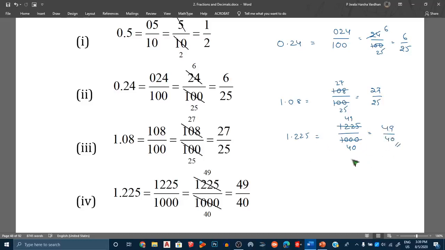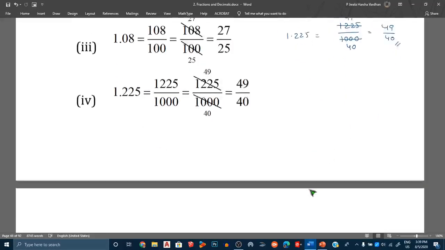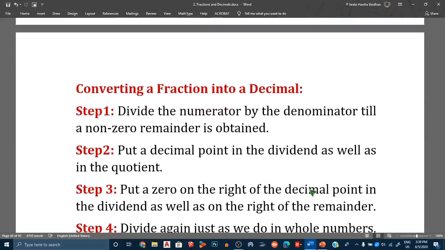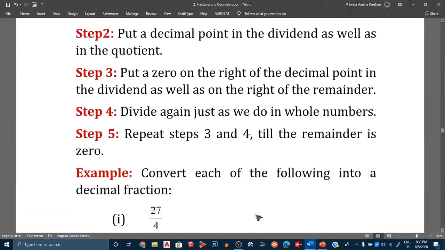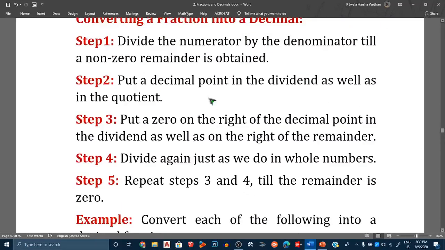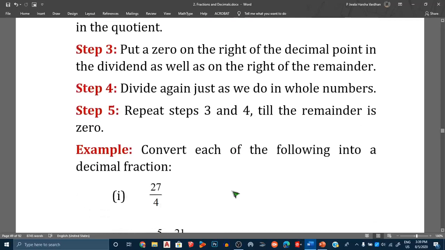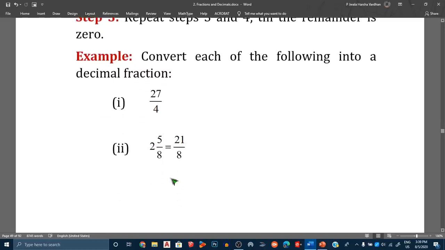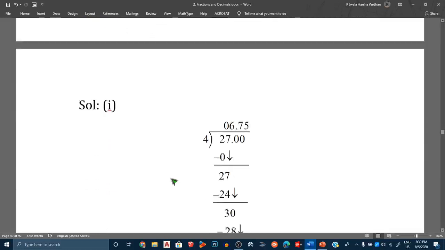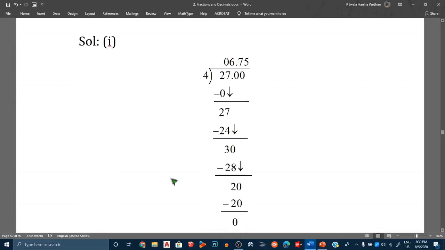So like this you can convert any decimal number into a fraction by writing it as a decimal fraction first and then simplifying it. Okay, next conversion of a fraction into a decimal. What are the steps you have to do here? Just division only. Convert each of the following into the decimal form. Means 27 by 4 I want to convert into decimal form. So just do the division here.